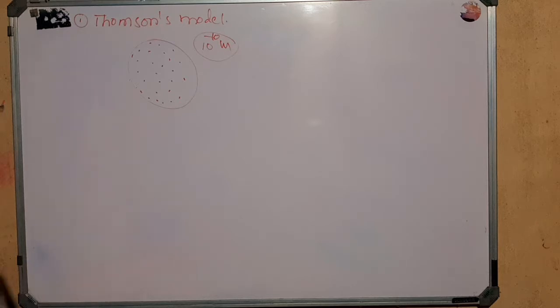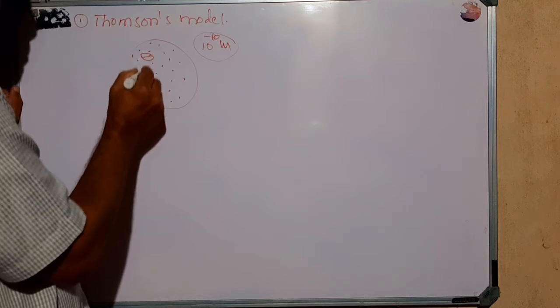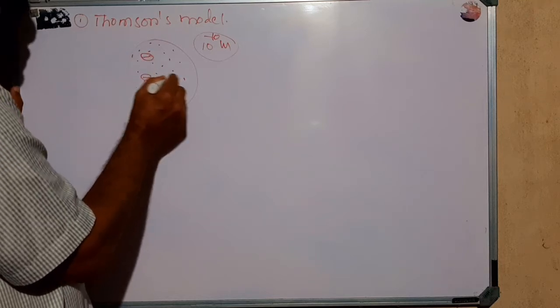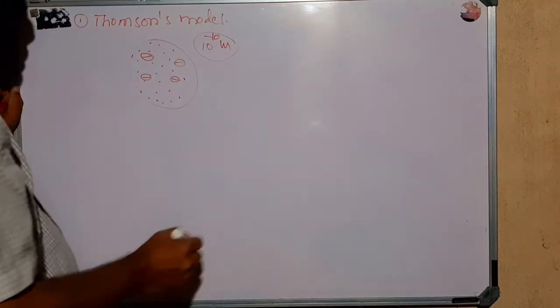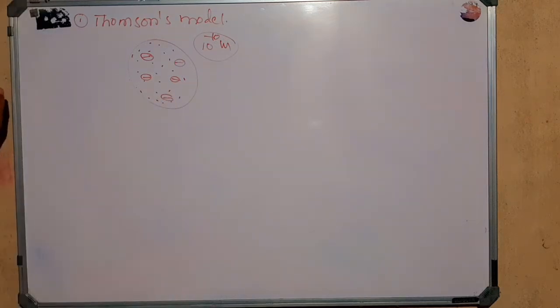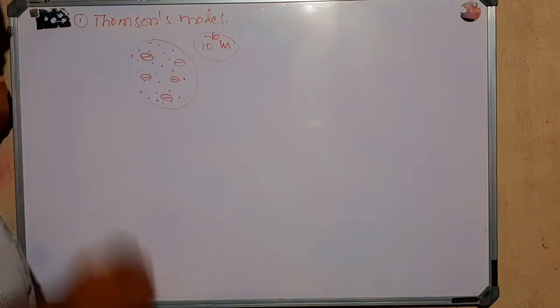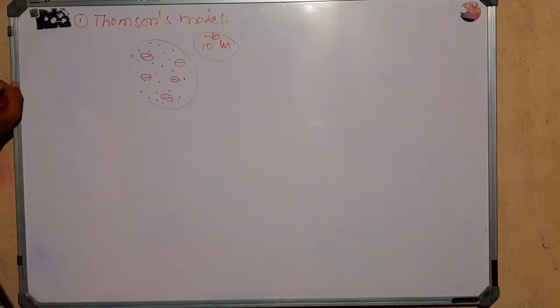And negatively charged particles, electrons, are embedded in definite places, just like how plums are embedded in pudding. Therefore, this Thomson model is also referred to as the plum pudding model. According to this model, these electrons are not at rest. They are oscillating about their mean positions.